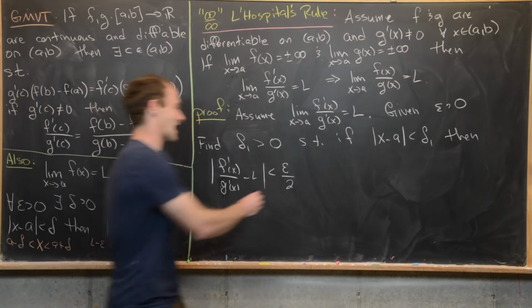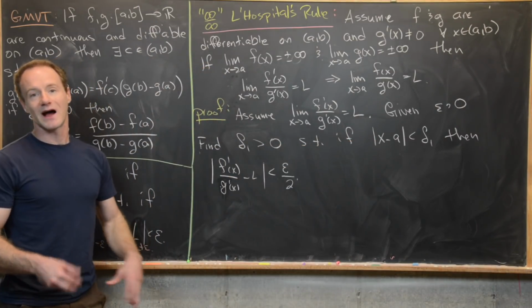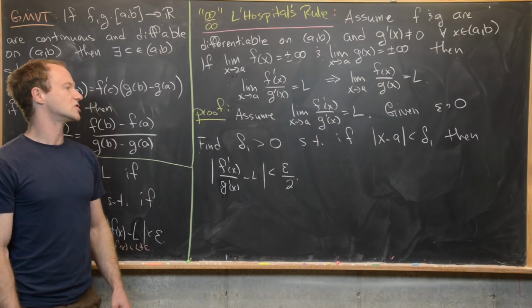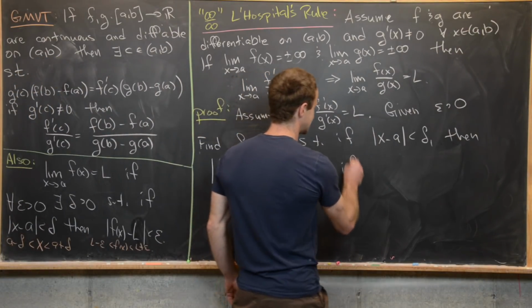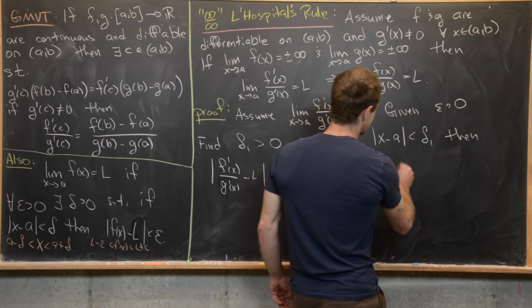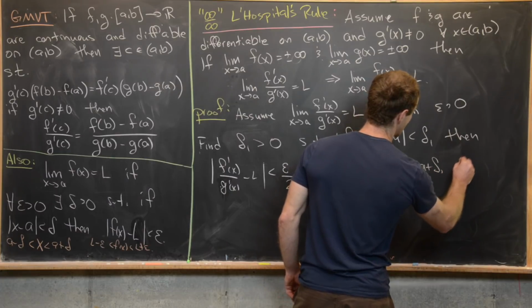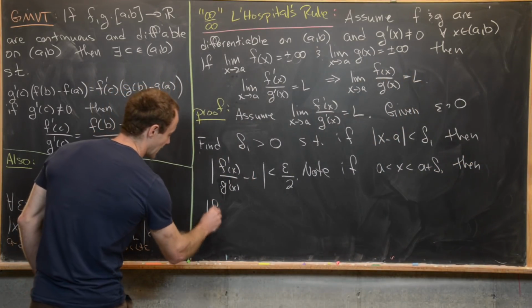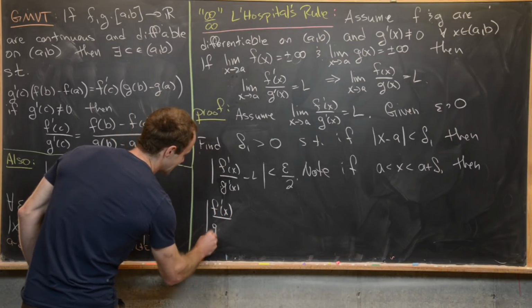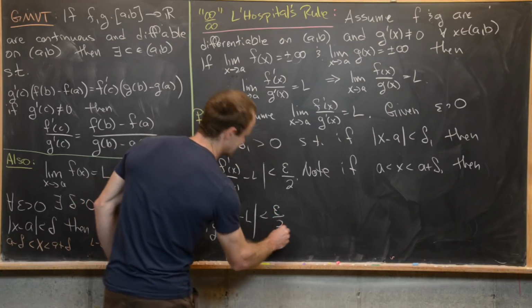Now, the next thing that I want to notice is that this condition implies a little bit more strict of a condition, and that condition is the following. So notice if x is between a and a plus delta 1, then we still have this inequality right here. So in other words, the absolute value of f prime of x over g prime of x minus L is still less than epsilon over 2.